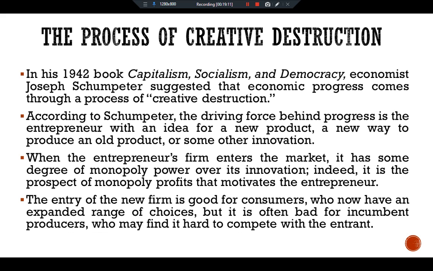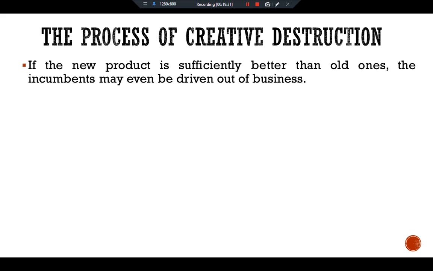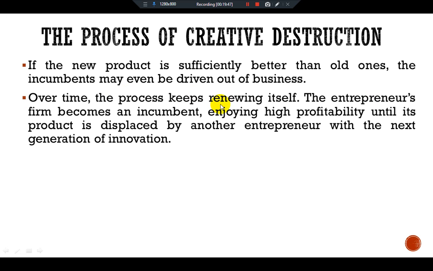The entry of the new firms is good for consumers, who now have an expanded range of choices, but it is often bad for incumbent producers, who may find it hard to compete with entrants. If the new product is sufficiently better than the old ones, the incumbent may even be driven out of business. Over time the process keeps renewing itself. The entrepreneur's firm becomes an incumbent, enjoying high profitability until its product is displaced by another entrepreneur with the next generation of innovation. History confirms Schumpeter's thesis that there are winners and losers from technological progress.